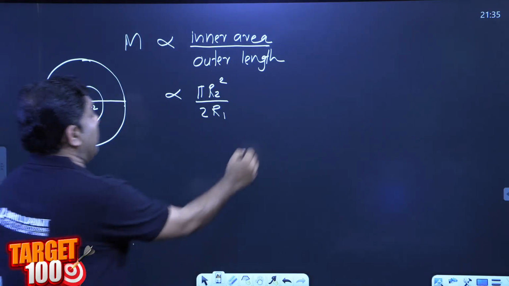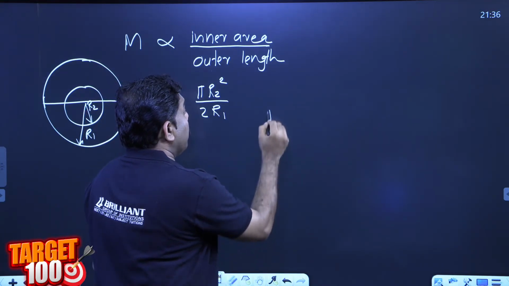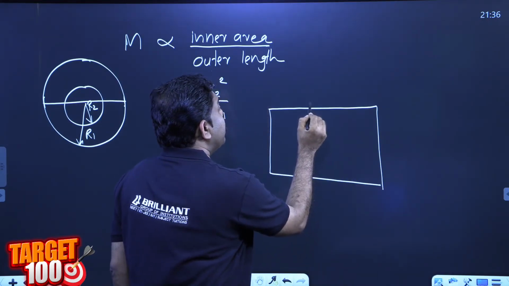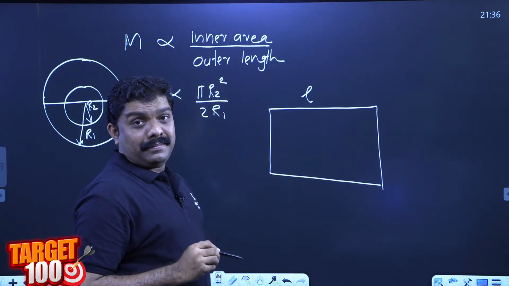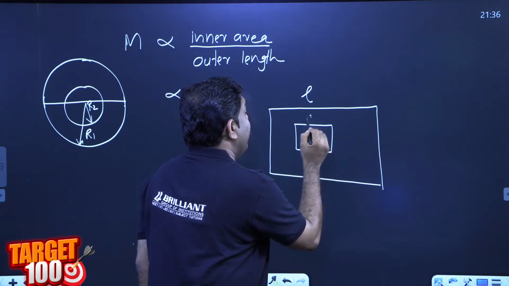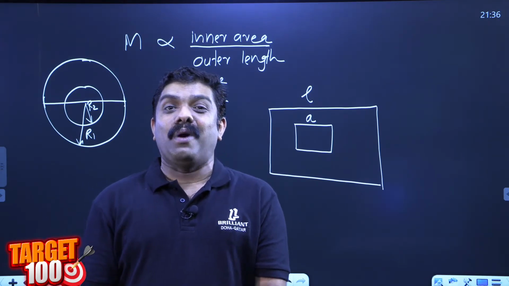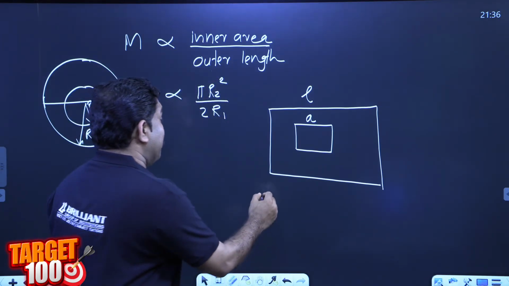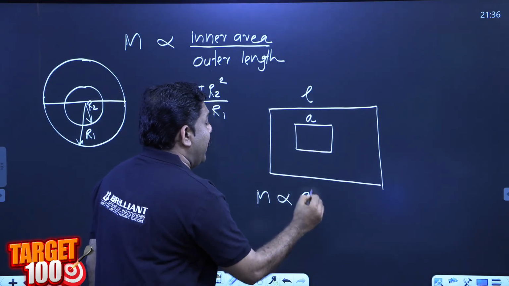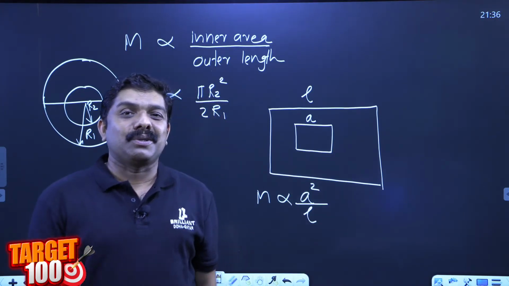Now please see, suppose I'm considering a square loop here. A square loop, its side length is L. Then I'm taking another square loop inside. Its side length is A. Then what is the mutual inductance between these two coils? The mutual inductance between these two coils is proportional to inner area A square and outer length L. So A square by L.